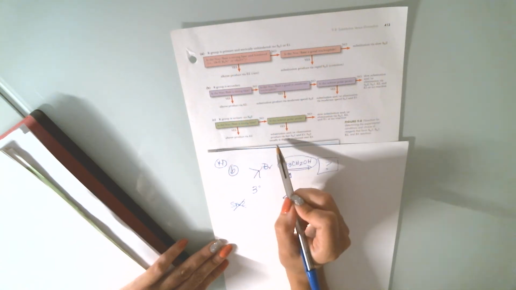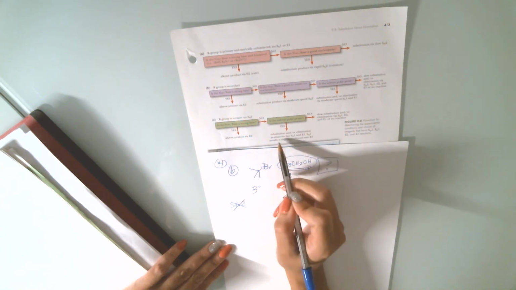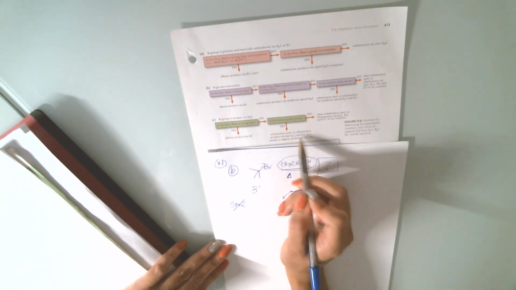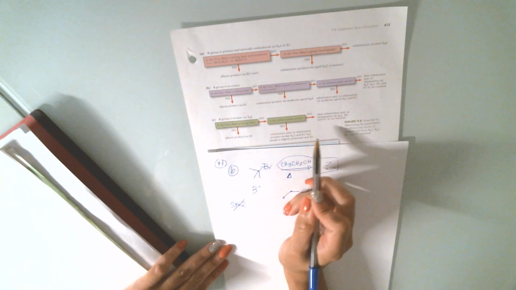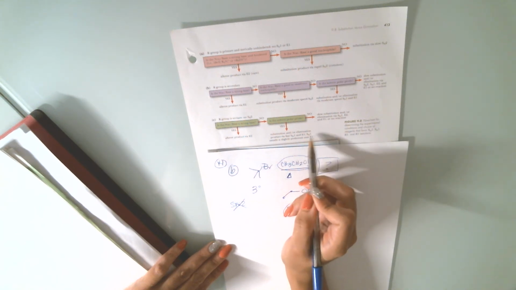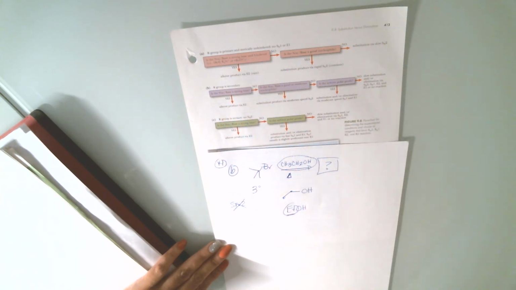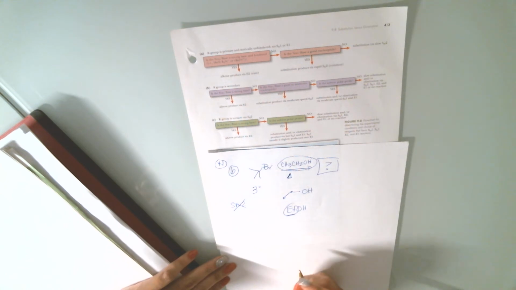So because of this, it says substitution and or elimination product via fast SN1 and E1. So you will have both happening, but it says that the SN1 may dominate over the E1. So just put both, and you can put major for the SN1. The major product will be the SN1, the substitution product.